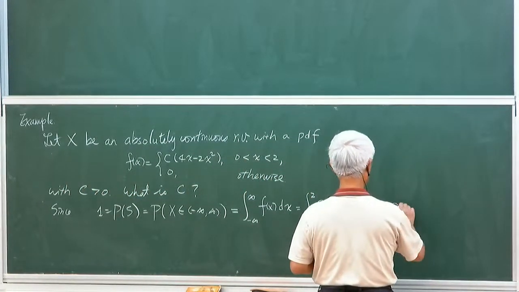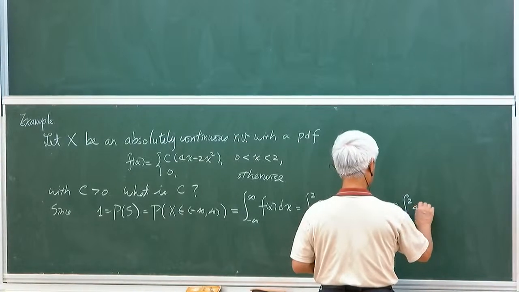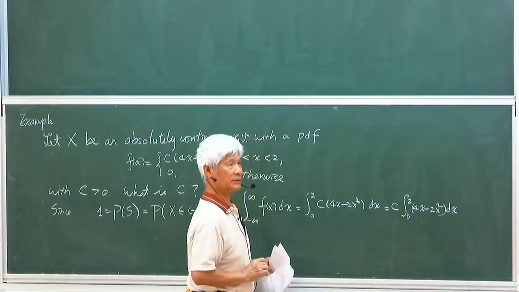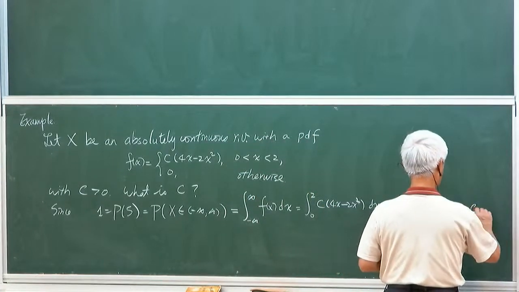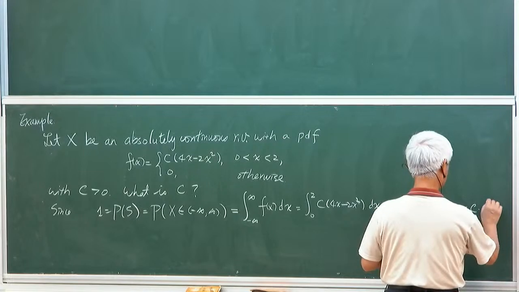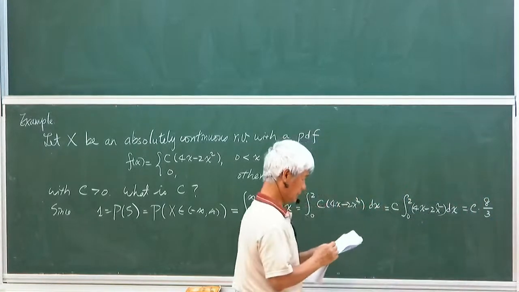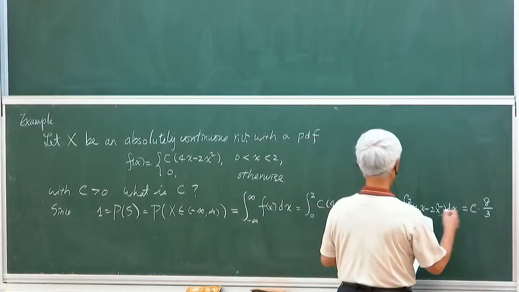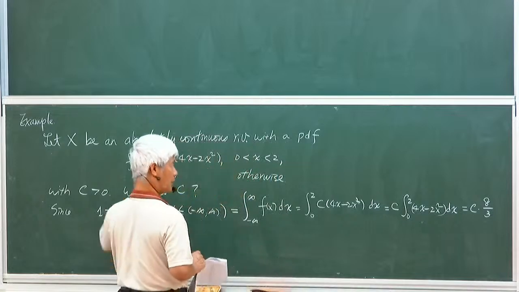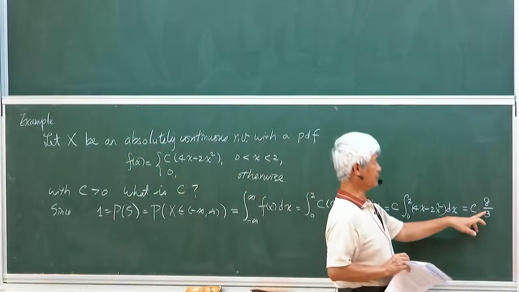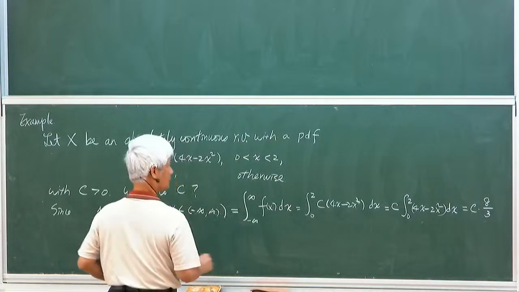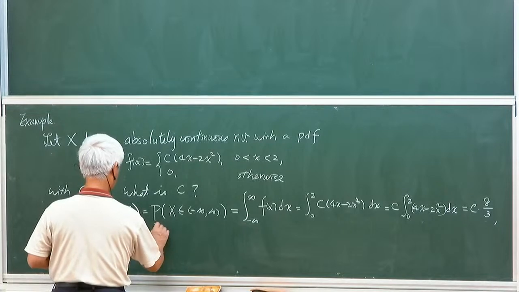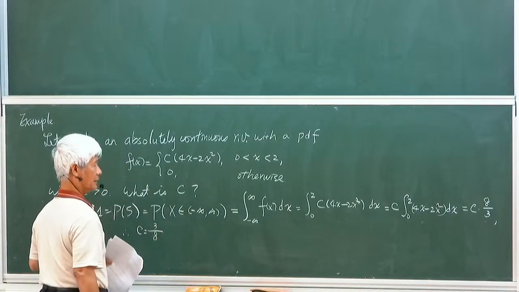Okay, and now you can evaluate this integral. And you find that this integral is equal to 8 over 3. Okay. All right, so we have an equation that C times 8 over 3 is equal to 1. So that C is equal to 3/8. Okay, so it's 3/8.